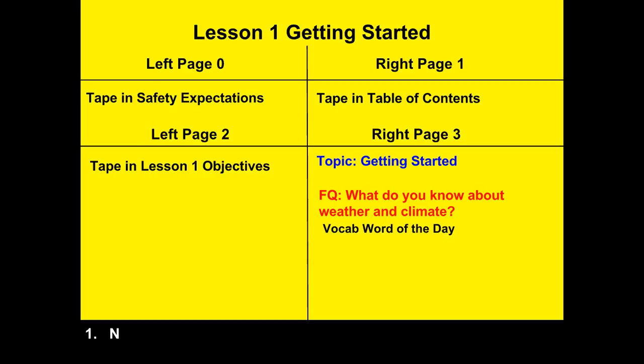We have 4 pages to set up in your notebook. Safety expectations go on page 0, table of contents on page 1, lesson 1 objectives on page 2, and on page 3, we'll be starting our unit with getting started. And our focus question today is, what do you know about weather and climate?